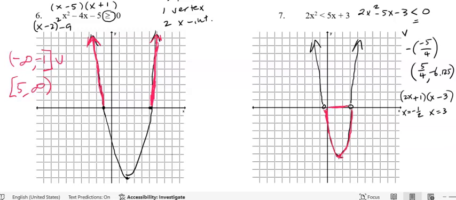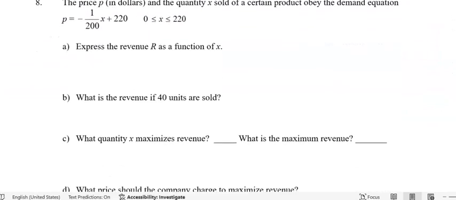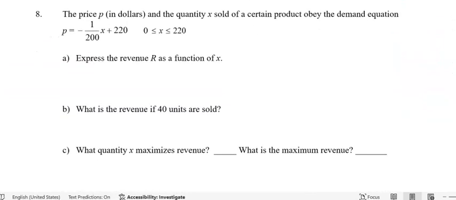And so this is going to be one of those in-between intervals. And we can't bracket because these are open circles. So we're going to be in between -1/2 and +3. And so that's our answer for number 7. And I think we just have one more.